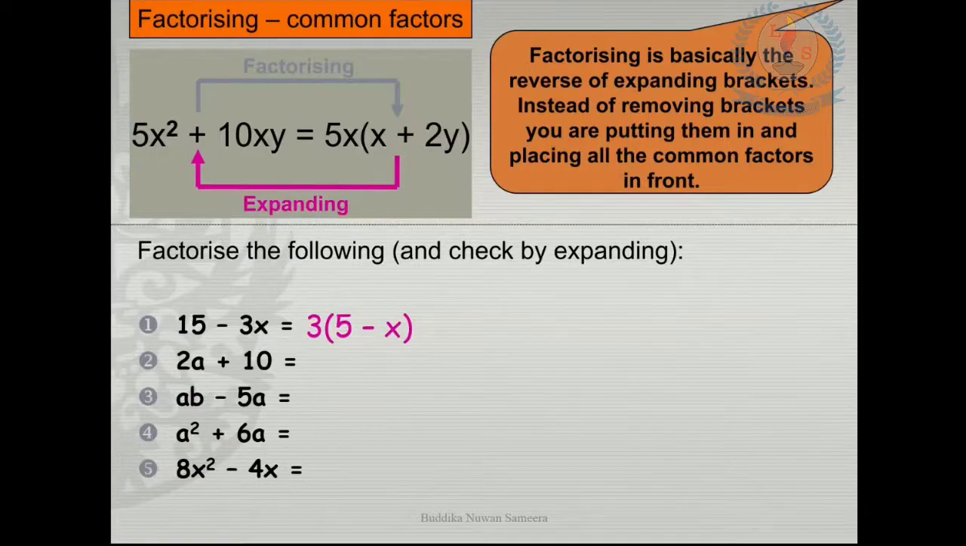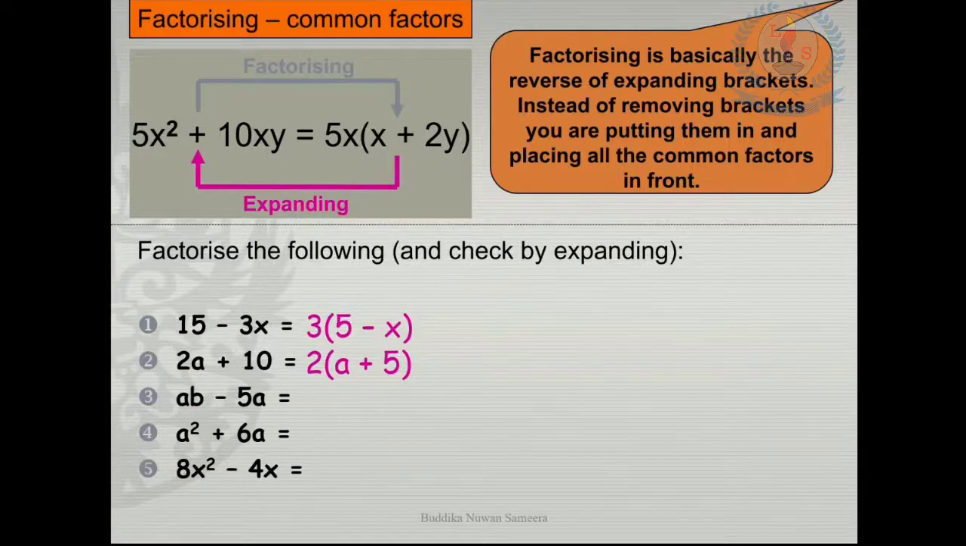Second one, 2a plus 10. We know that 2a and 10 both are divisible by 2. So 2 is the common factor. You can take 2 out. So then when you take 2 out, inside the bracket, a plus 5. So your answer is 2 times a plus 5. When you expand this expression, you can get 2a plus 10 again.